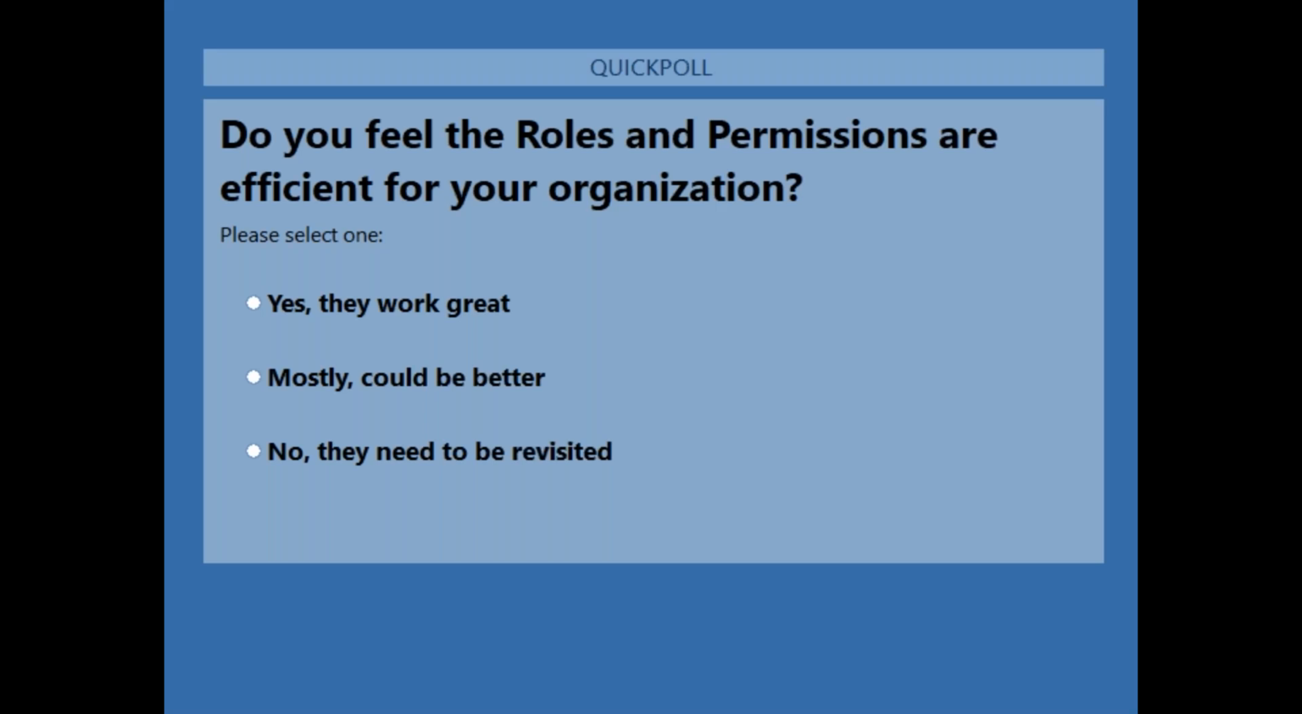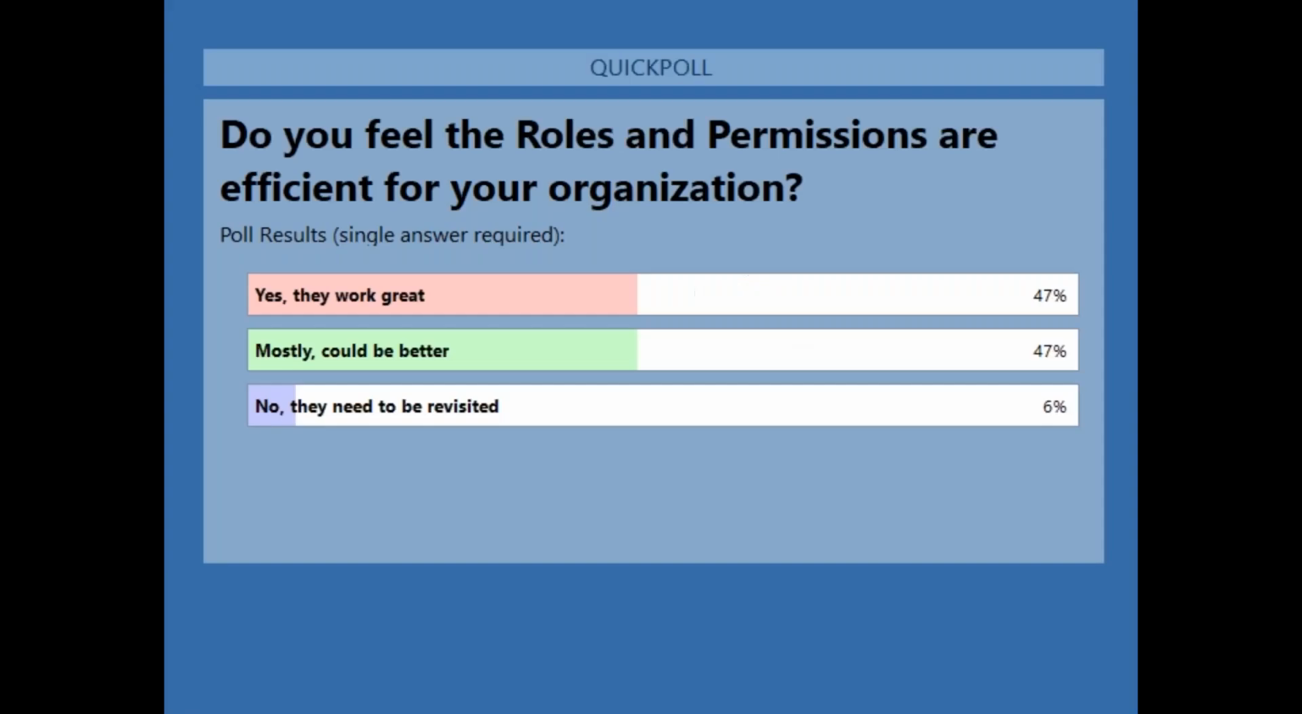All right, let's see the results. Oh, a tie. Yeah, look at that. Very nice. Okay, so yes, they work great. Good. So everybody's doing what they need to be doing. You've got your internal control set nicely. Awesome. Mostly, but they could be better. So maybe some of you are thinking that there's not enough permissions, that Intacct could do a little bit more in there, or that maybe you need to revisit some of your permissions, which is the last one. No, they need to be revisited.